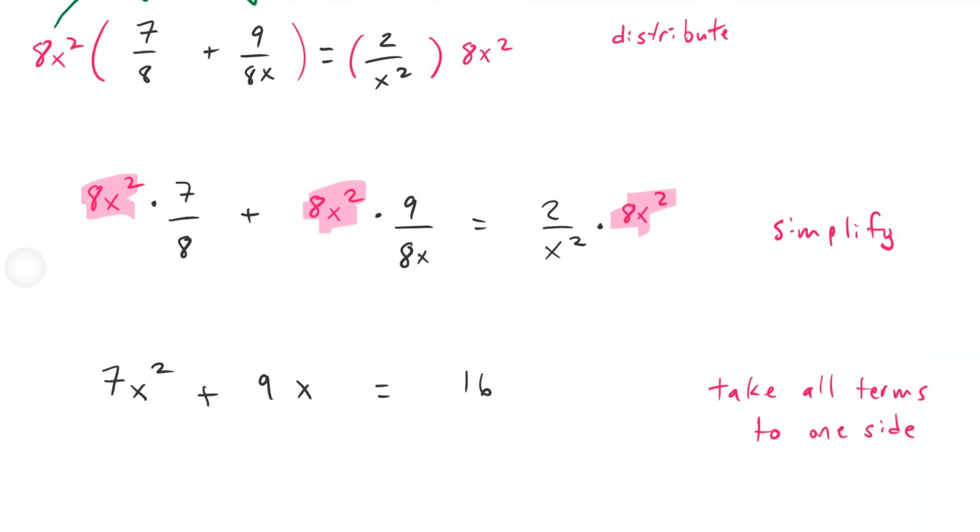Now we can start simplifying stuff. Things work out really well here. The 8's cancel on the first term on the left, which just leaves us with 7 times x squared. And on the next term, the 8's cancel, and one of the x's cancels on the top with one on the bottom, which just leaves us with 9x. And on the right-hand side, the x squareds cancel, which leaves us with 2 times 8, which is 16.